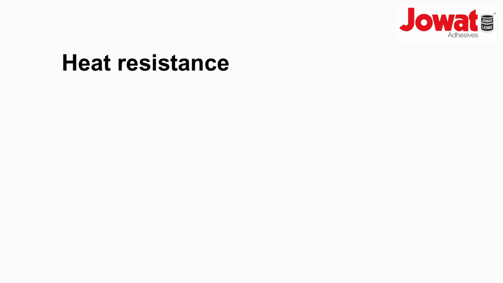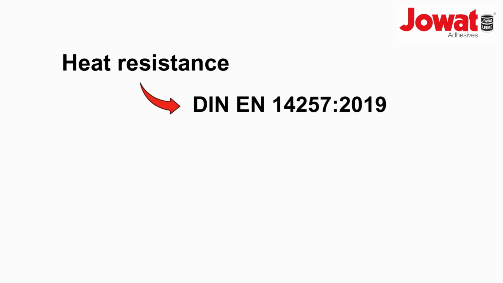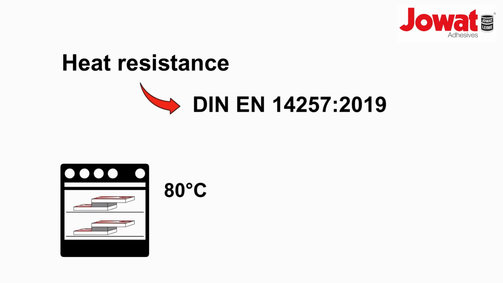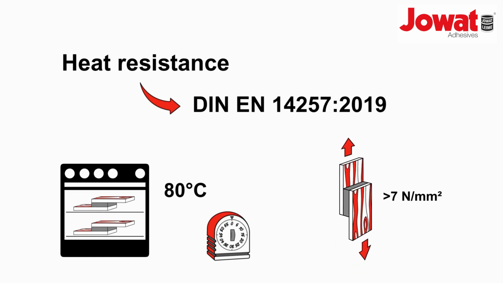The heat resistance of thermoplastic wood adhesives is determined in accordance with EN 14257. This requires the same type of specimens as for EN 204. After the parts have been bonded and the adhesive has dried, the specimens are stored at 80 degrees Celsius for 1 hour. Then, the failure load, meaning the tensile shear strength of the lap joint, is determined. If the measured value exceeds 7 Newton per square millimeter, the adhesive can be used for this application.